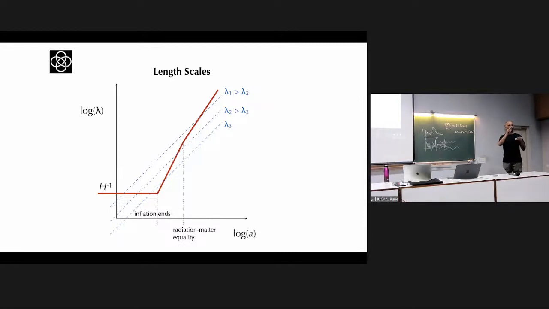Now take the proper wavelength corresponding to lambda 1. At the current time, when a is equal to 1, lambda 1 is 10 megaparsec, lambda 2 is 1 megaparsec, and lambda 3 is 0.1 megaparsec. What will happen at an earlier epoch, say when a is 100 times smaller in the past? What will the proper wavelength corresponding to lambda 1 be equal to?